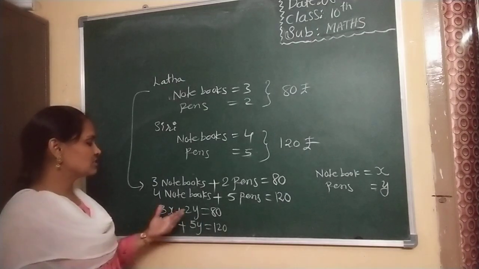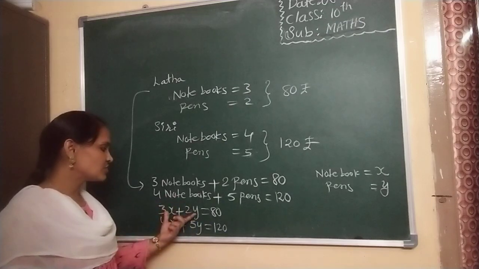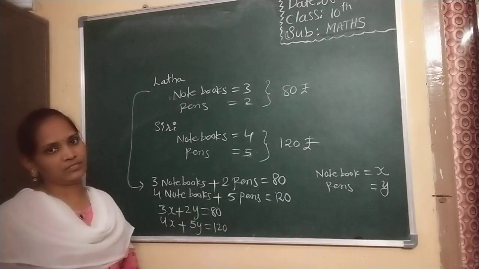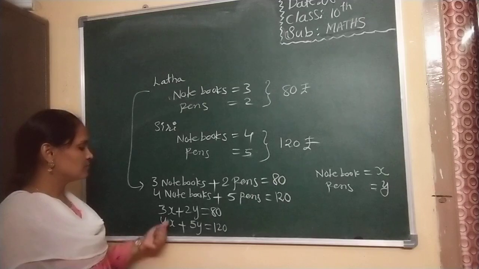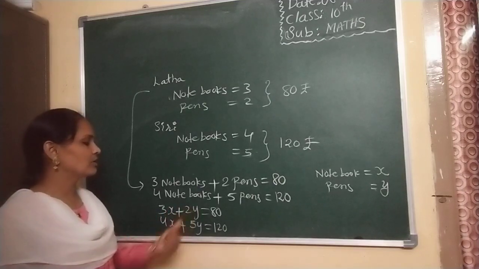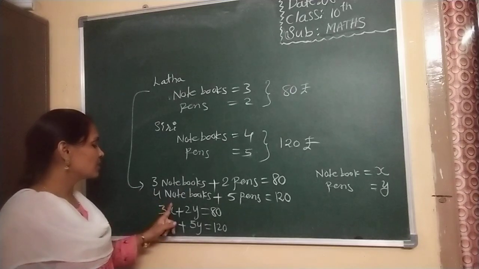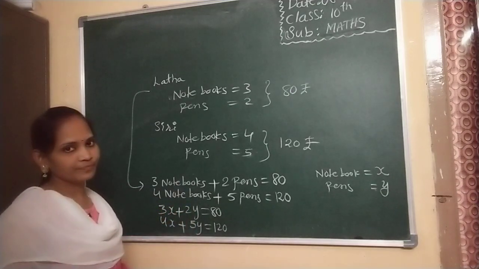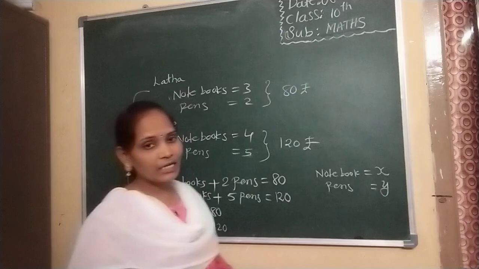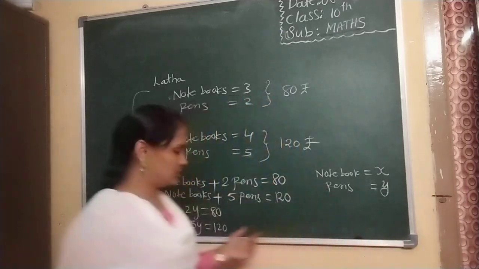Which type of equation is this? A linear equation in 2 variables. What are the variables? x and y. Why are we calling it a linear equation? Because the degree is 1. So, linear equation in 2 variables.